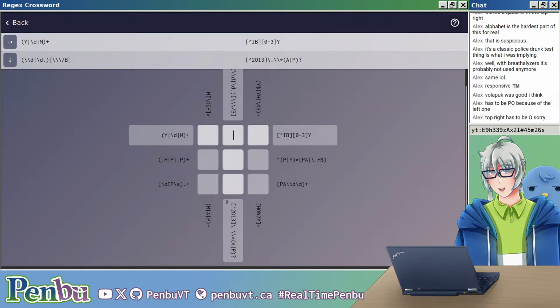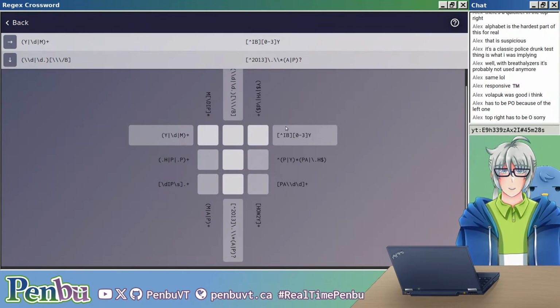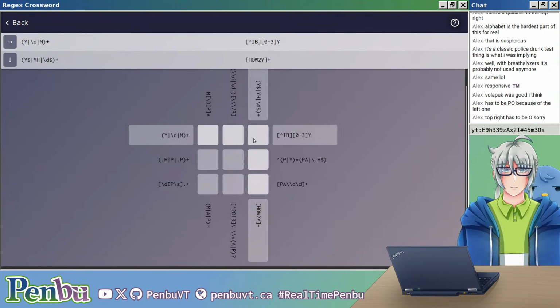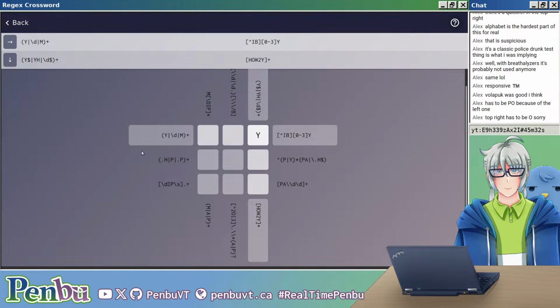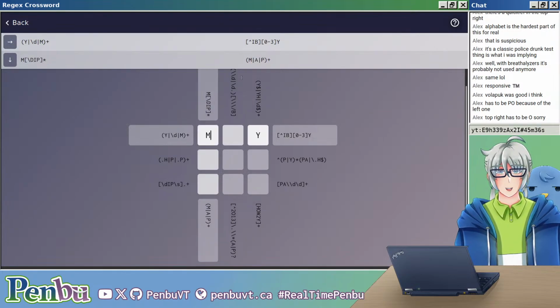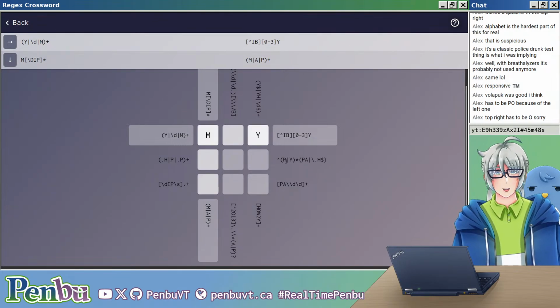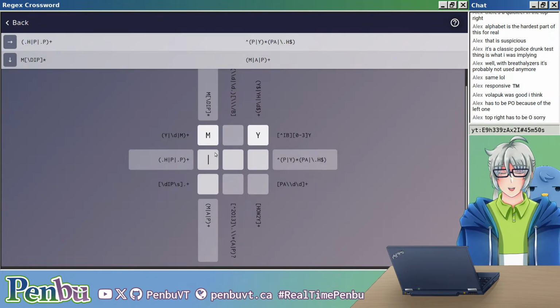Okay, looking for constants. This one's a Y. This one is an M. Anything else? Caret here means the start of the pattern, which doesn't really matter for us because these are always matching the entire thing.